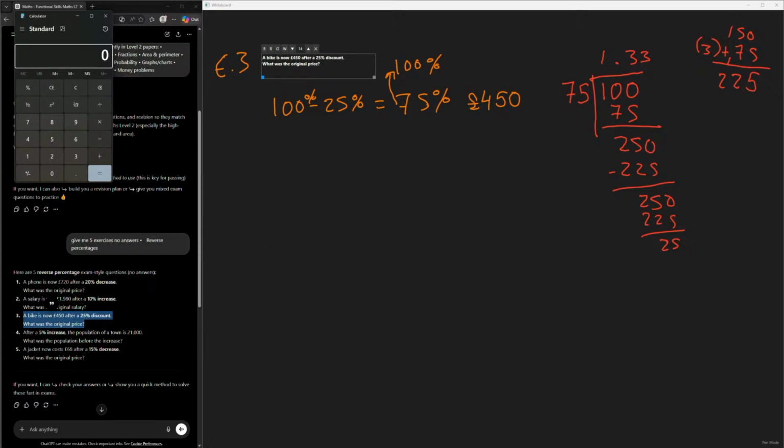My calculator. So if we divide 100 by 75, we get 1.333. I don't think it's going to be quite exactly right, but I think this is the way to go through it. So we have 1.333.